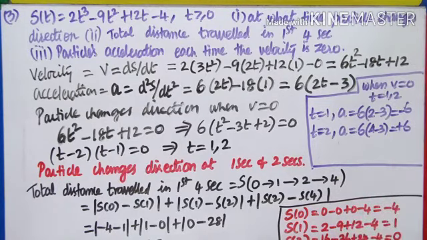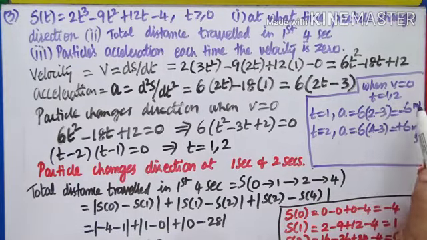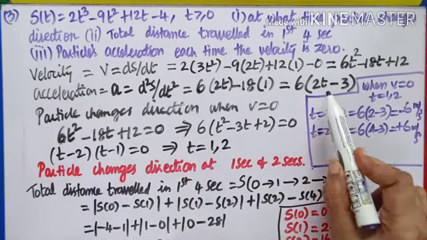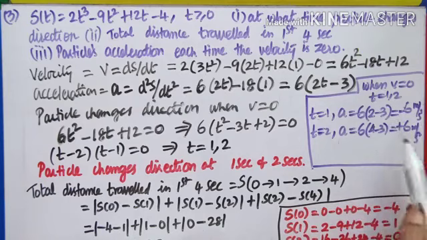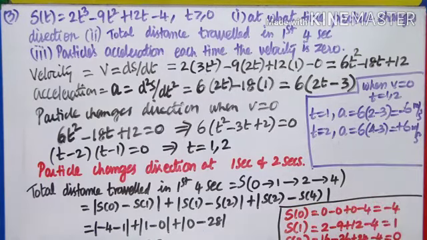And what are the units for acceleration? It is meters per second square. So we say when velocity is 0, time is 1 and 2. Put t is 1 and 2 in the acceleration equation and get the two values. So the first a value is minus 6 and the second a value is plus 6.